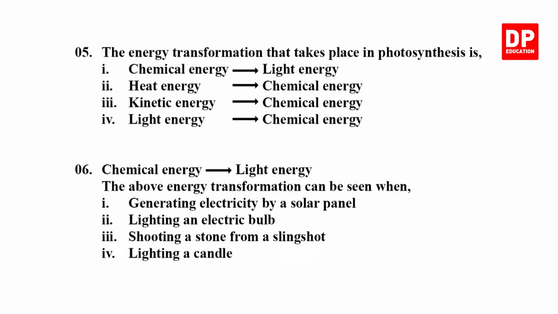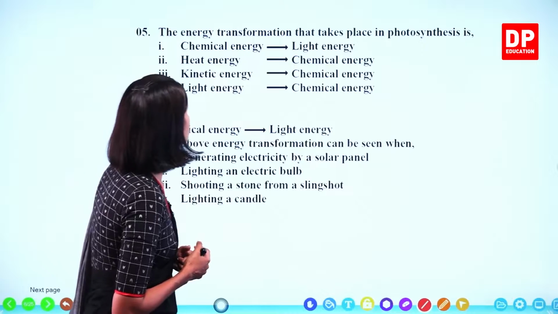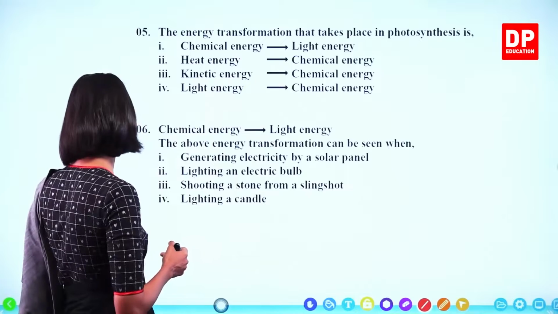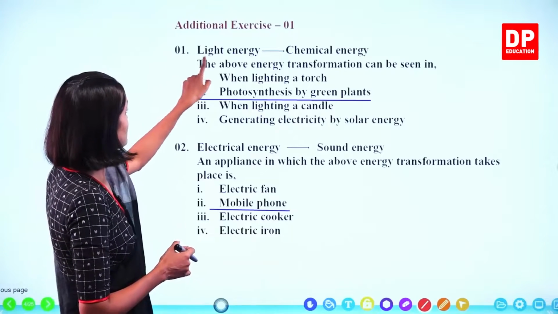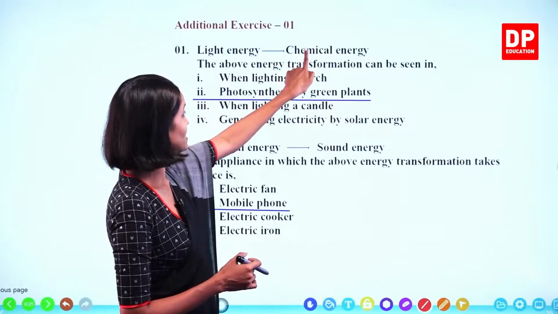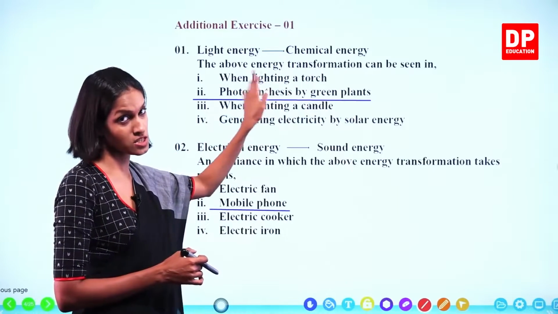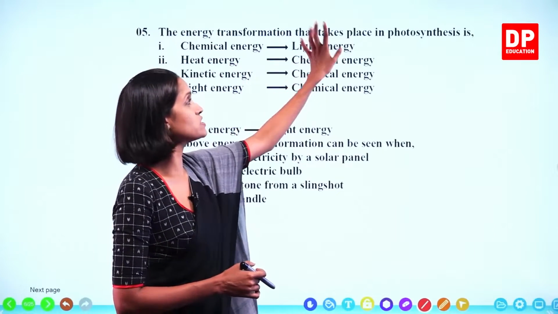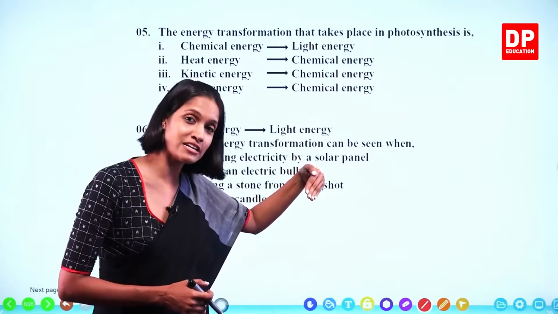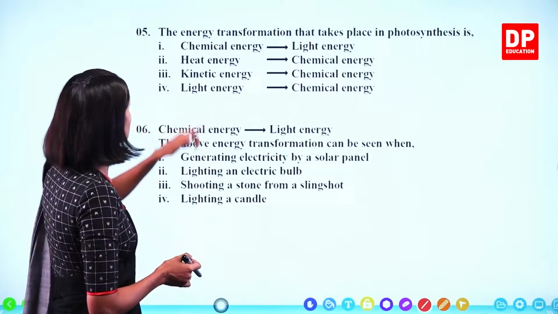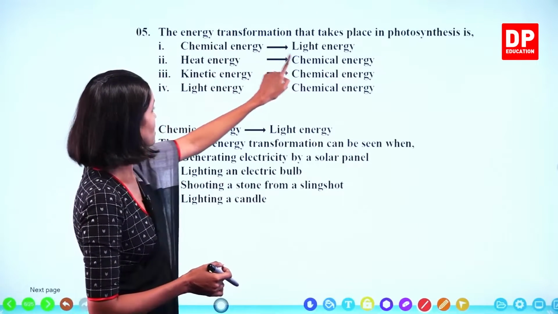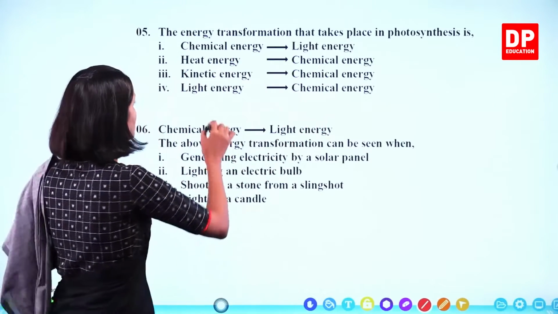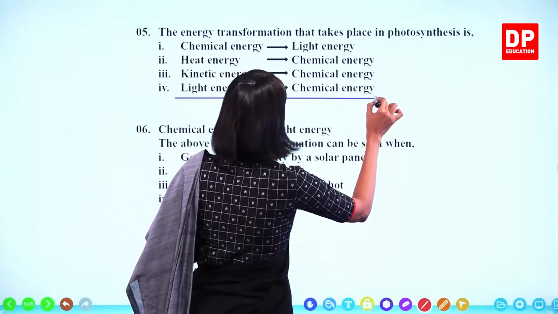Right. Number 5. The energy transformation that takes place in photosynthesis is. Now again, we are discussing the same thing. Now even here, do you remember we discussed light energy is converted to chemical energy in photosynthesis. It's very easy now, right? Therefore, the energy transformation that takes place in photosynthesis is light energy into chemical energy. Chemical to light, heat to chemical, kinetic to chemical, light to chemical, right? So light energy to chemical energy.